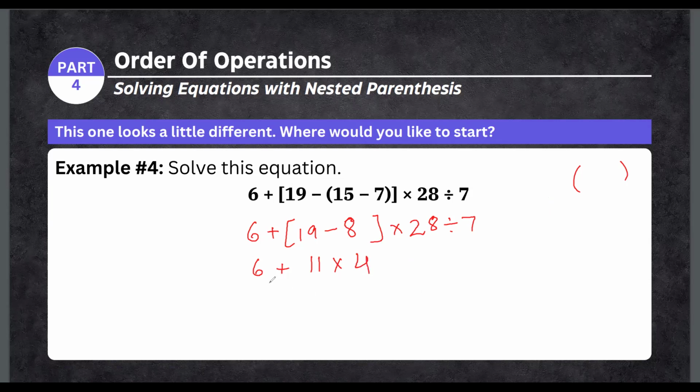7 times 4. So we are left with this thing because it is outside the bracket. So we can solve it. So 11 times 4 is 44 plus 6. So 44 plus 6 is 50. So 50 is your answer. I hope you are getting this. We are following the rules only.